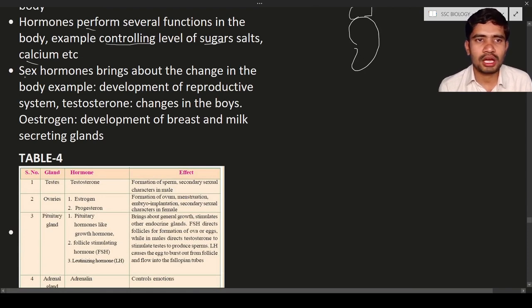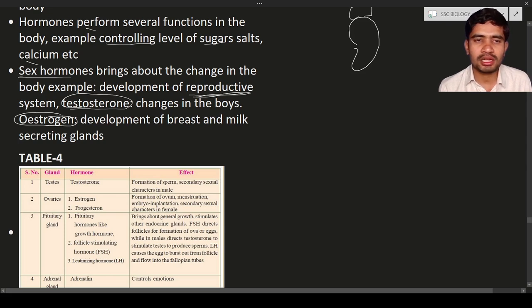These sex hormones are going to bring changes in human beings. These sex hormones are a type of hormones that bring about a change in the body, especially the reproductive system. These sex hormones are of different types. They are testosterone, estrogen and progesterone. Now we are going to discuss only testosterone and estrogen.